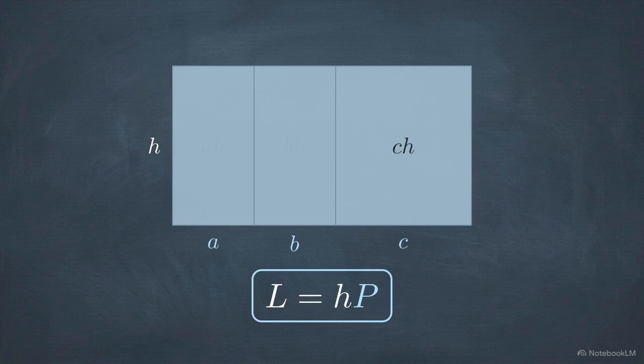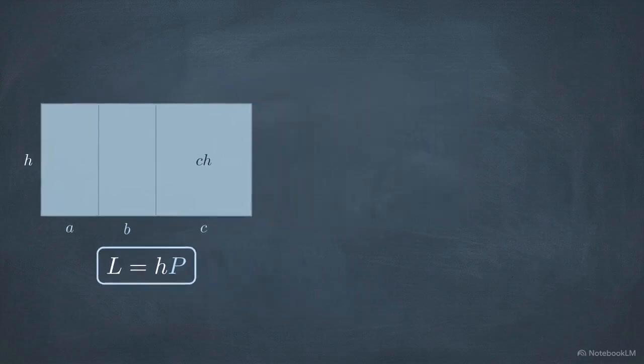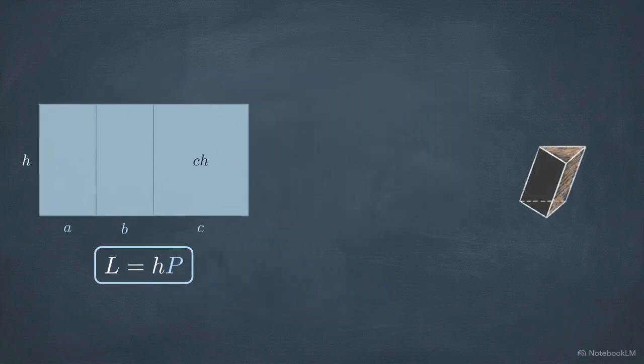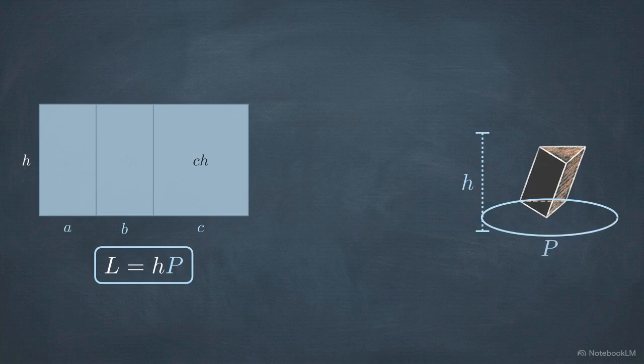Here is the central insight. The expression a plus b plus c is exactly the perimeter, P, of the prism's base. Therefore, the lateral area is simply altitude multiplied by perimeter, L equals hP. While we derived this using the rectangles of a right prism, this fundamental relationship elegantly holds true even for the parallelogram faces of oblique prisms.